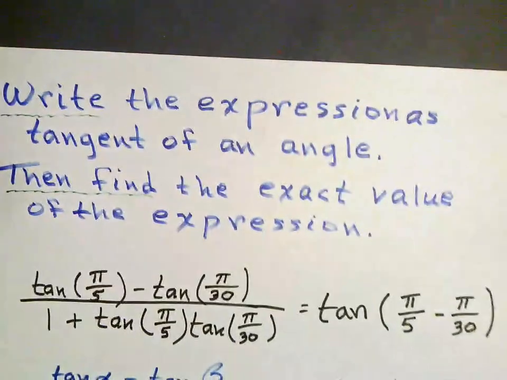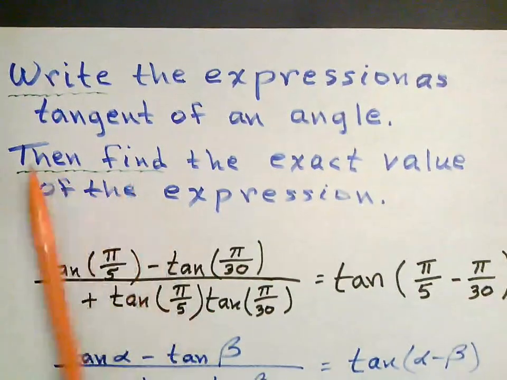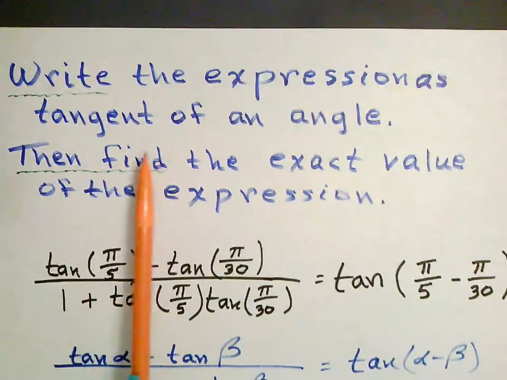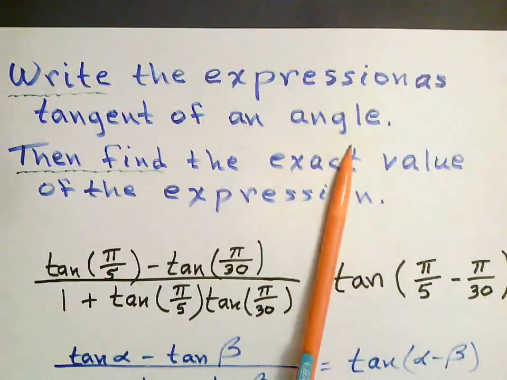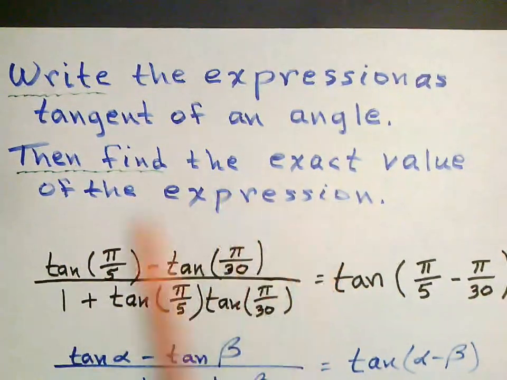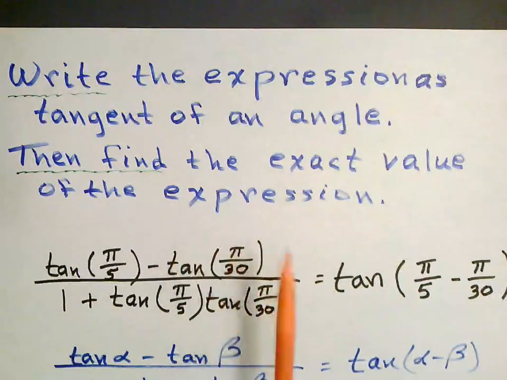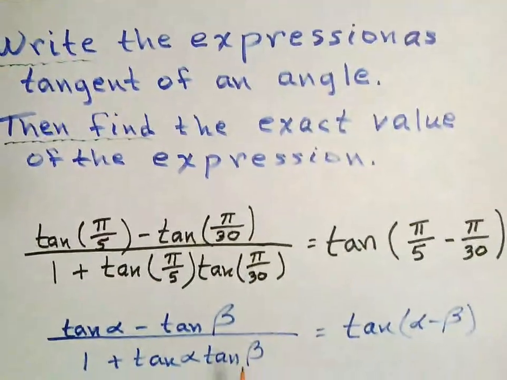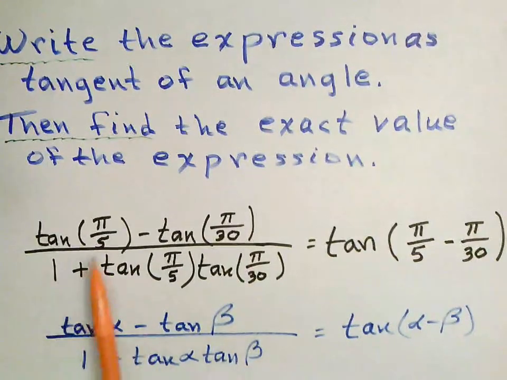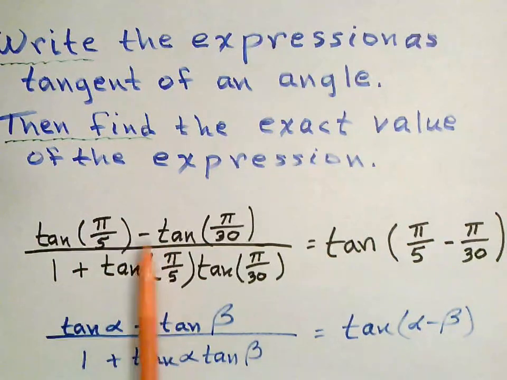Next, let's work backwards just a little bit. Write the expression as tangent of an angle first, and then find the exact value. Exact value means no fractions, no decimals, or fractions reduce to lowest terms, no decimals. So notice here in the numerator, there's a minus sign.